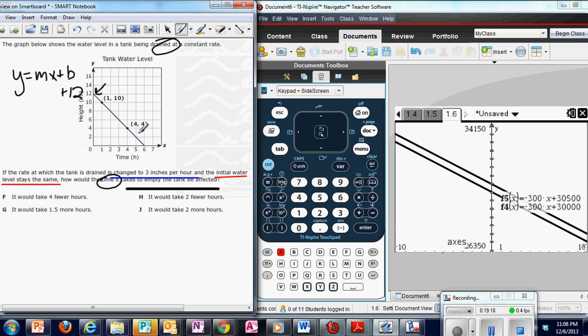When we go from 10 down to 4, that's a negative 6. From 1 over to 4, that's a positive 3. So negative 6 over positive 3 gives me negative 2.